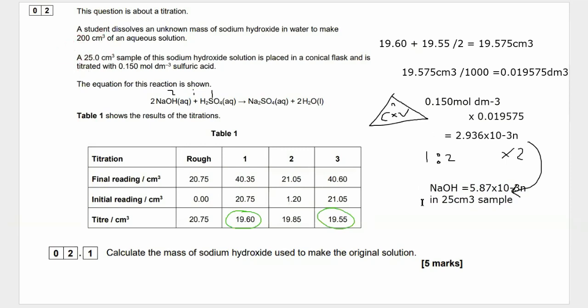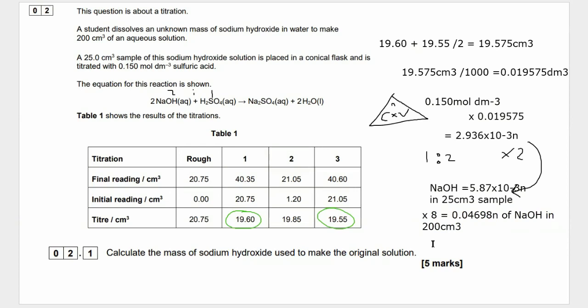So we now need to multiply this up. Remember, we took 25 cm³ from 200. So 200 divided by 25, we need to multiply it by 8 to find out the amount of moles of sodium hydroxide in the original sample, and it's 0.04698 moles of sodium hydroxide in the original sample.